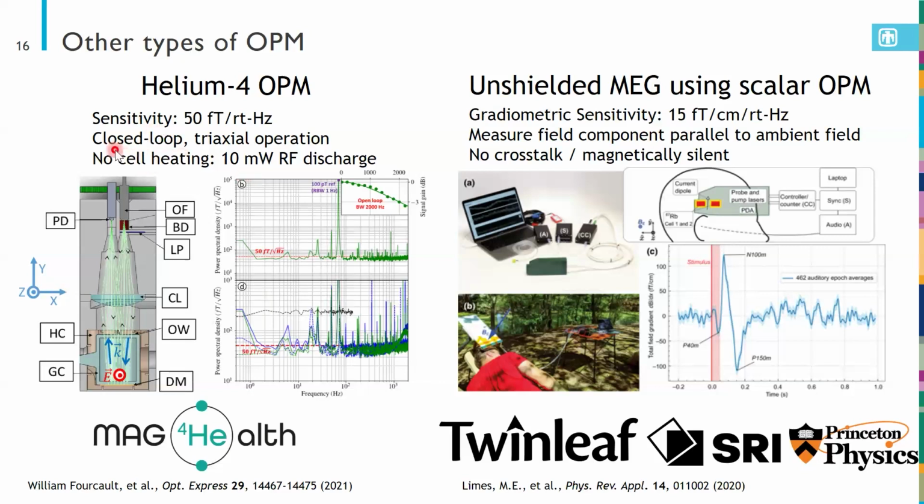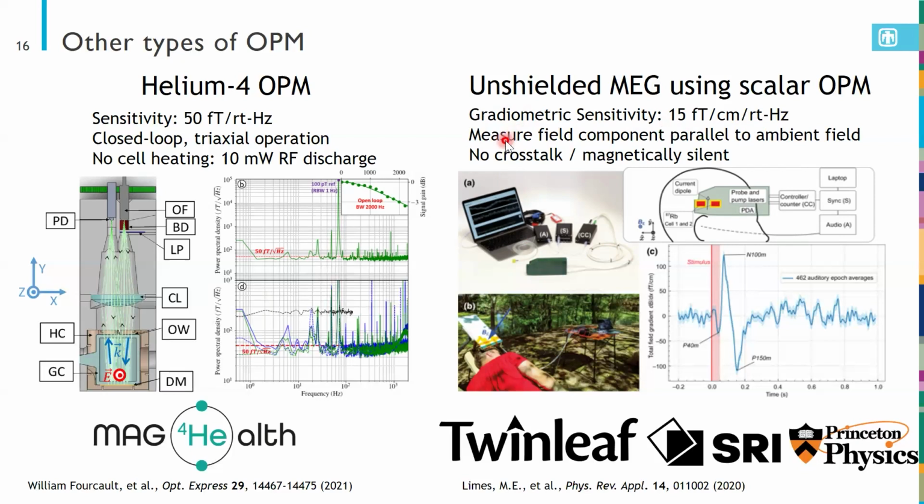I guess I'll also mention the helium OPM operates in a closed loop mode. It has triaxial operation, but I should mention that two axes are more sensitive than the third. And then also mention the unshielded MEG using scalar OPMs is coming out of the Twin Leaf, SRI, and Princeton team. What's really cool about this is that it is unshielded. They're able to do this. I have the picture here where they did a measurement outside near a pond in Princeton, New Jersey. But they've also more recently shown some great data where they're doing this in an office environment. And they've shown in their best magnetometers a sensitivity of 15 femtotesla per centimeter per root hertz while operating in the Earth's field.